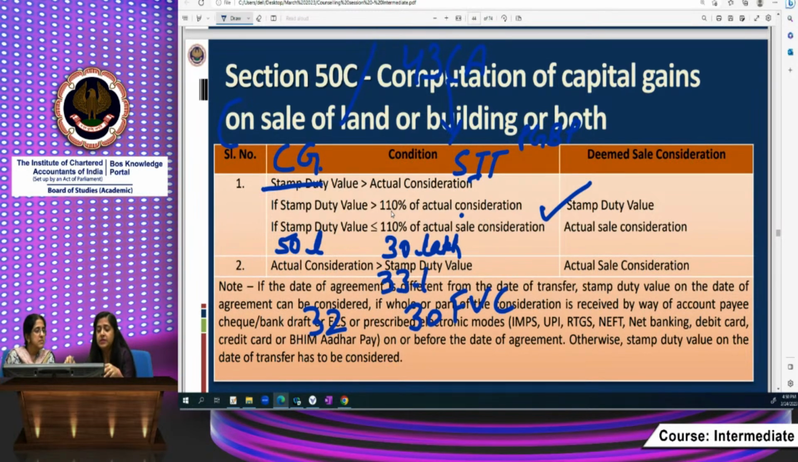Many times it happens that you have made an agreement for transfer much earlier, and on the date of transfer, the stamp duty value is different from the stamp duty value on the date of agreement. In that case, you can take the stamp duty value on the date of agreement only if whole or any part of the consideration is received by account payee cheque, bank draft, ECS, or prescribed mode, meaning UPI, net banking, debit card, on or before the date of agreement.